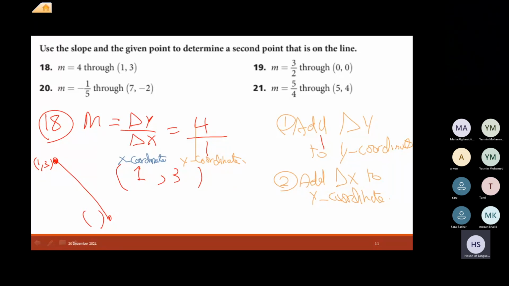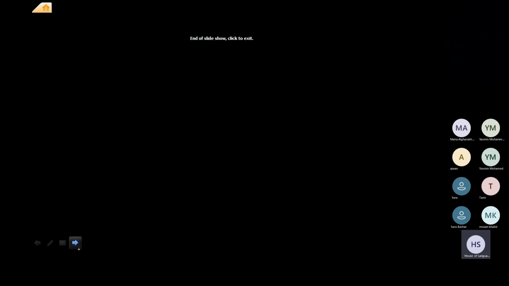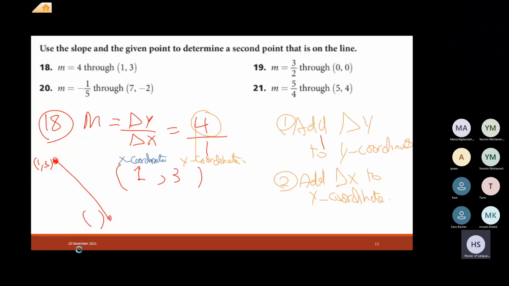Now let's go up. Where is the delta y? Is it 4 or 1? 4. I told you now, add the delta y to the y coordinate. This is the y coordinate, which is 3. I will add it to what? To 4. Here, 1. What is this 1? The x coordinate.